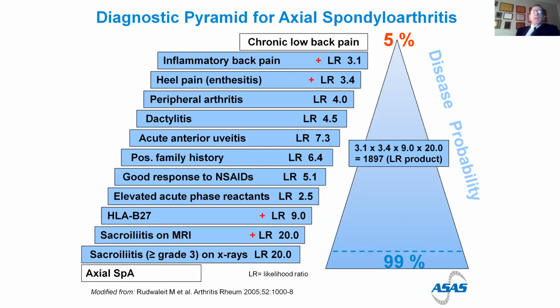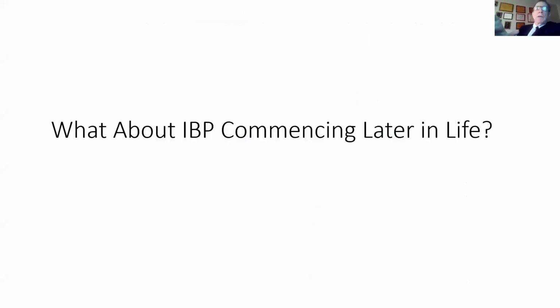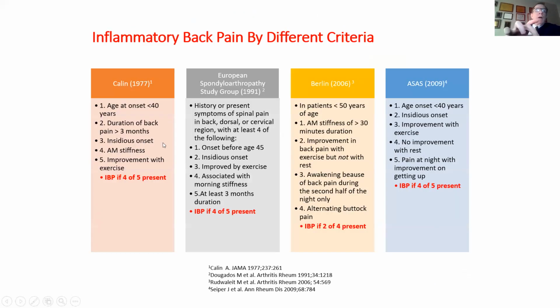in collaboration with OSIS, and to reassess the OSIS criteria in independent groups of patients to see if indeed we can improve that specificity from 84 to 90%. Now, what about inflammatory back pain commencing later in life? If you'll notice, these criteria we've already been over all deal with early onset disease, as you can see.